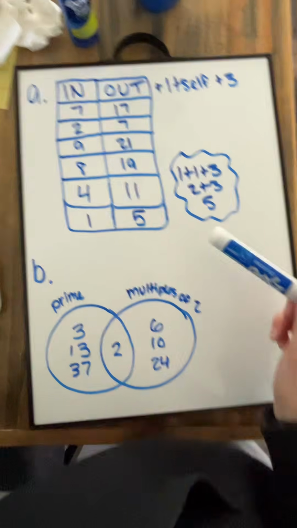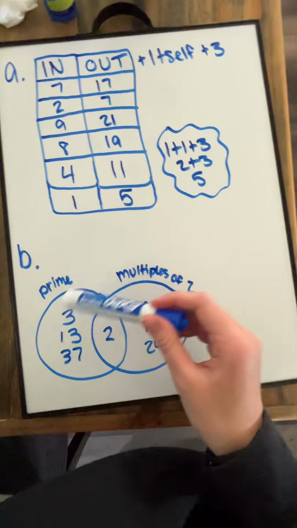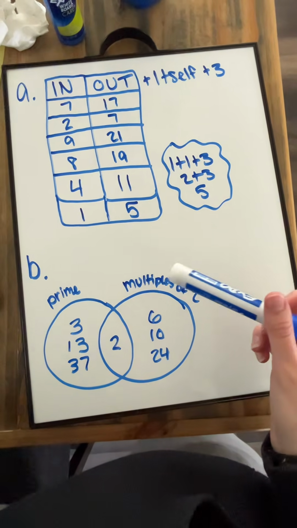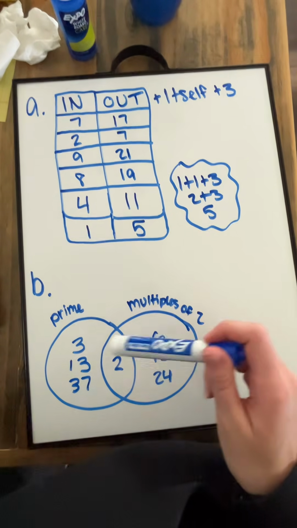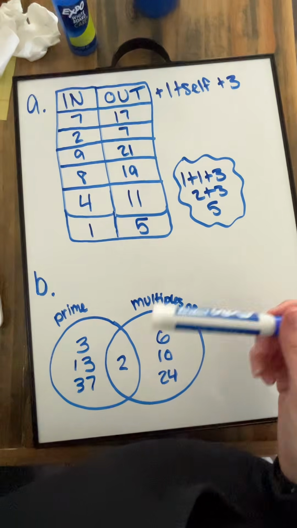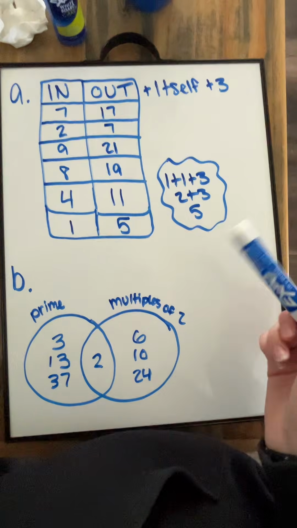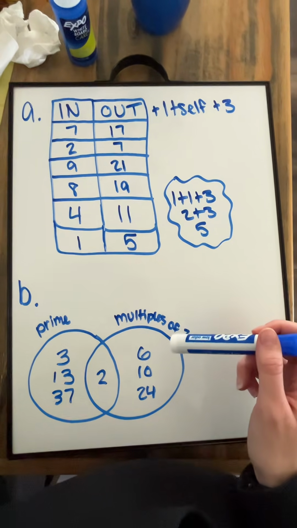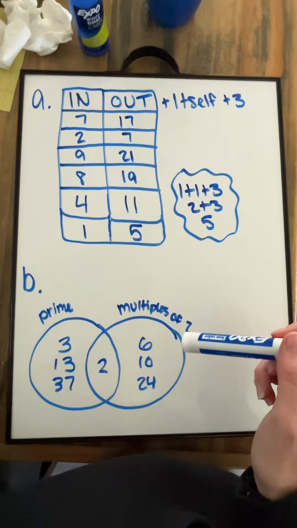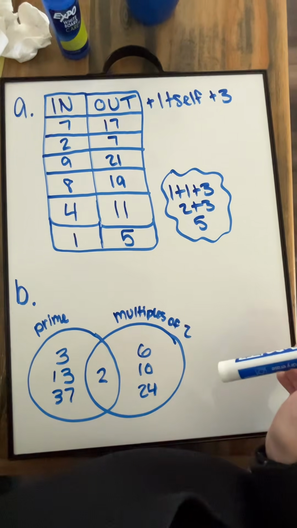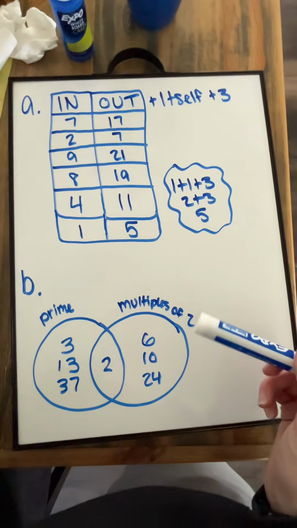For B, the rule for the left circle, the green circle, was they're all prime numbers, including the 2. They're all prime numbers. The only factors are itself and 1. And then the black circle, the one on the right, are multiples of 2, or they're even numbers. Either one would work.